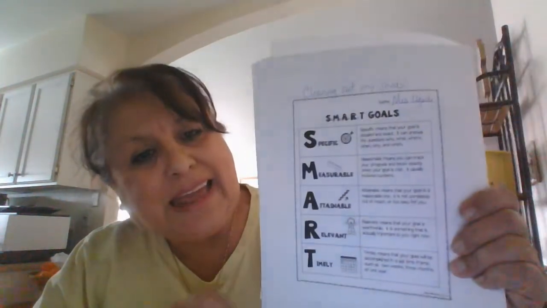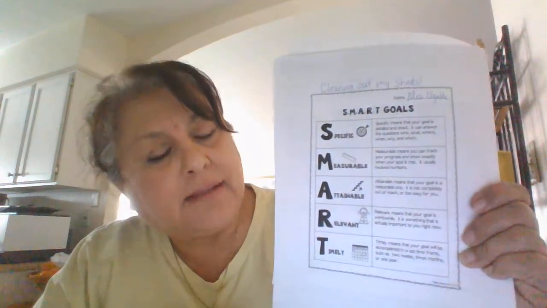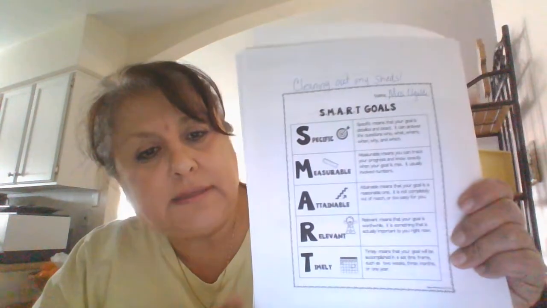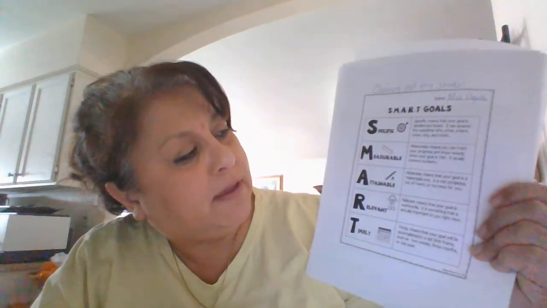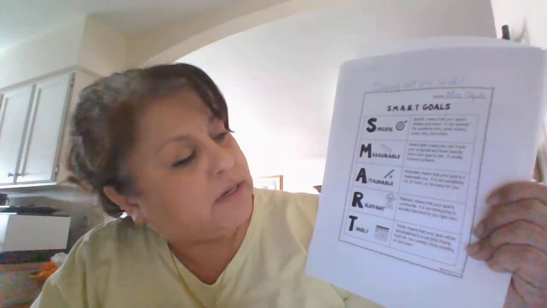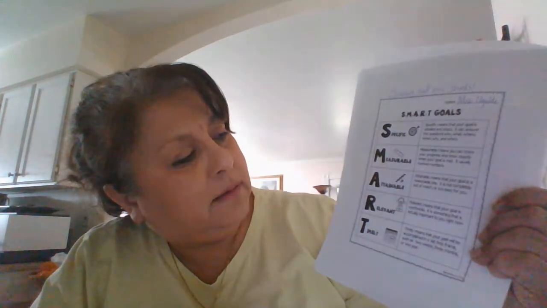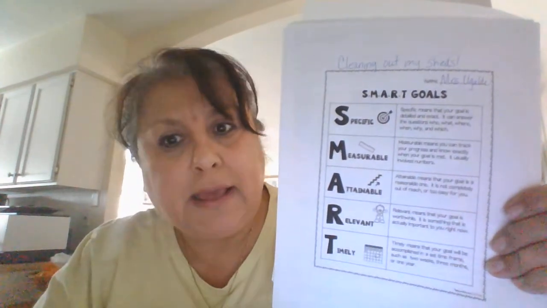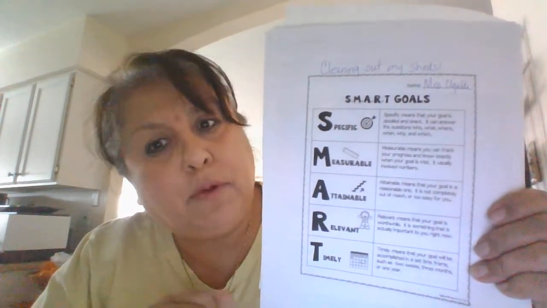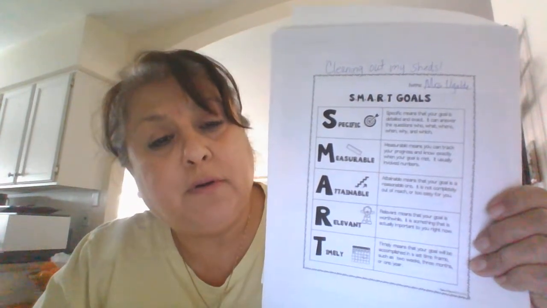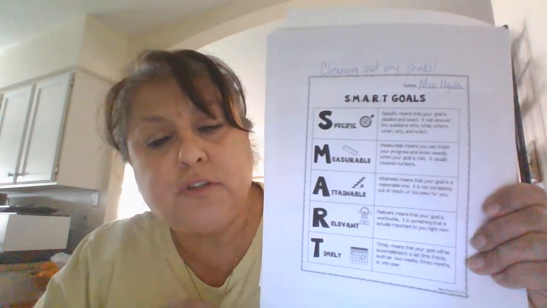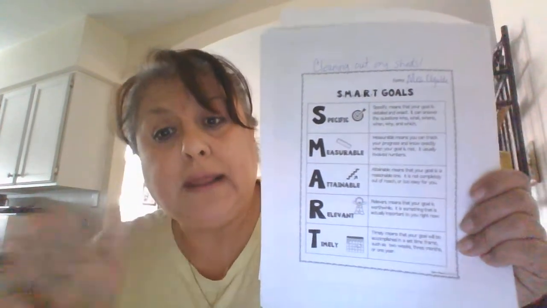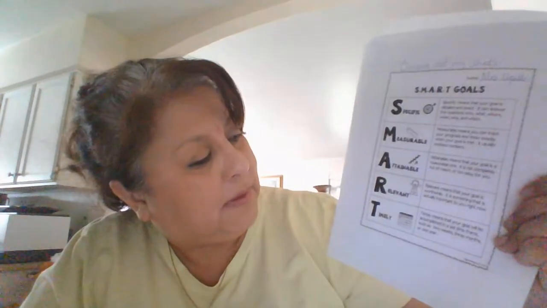So cleaning out my sheds. That's what I'm going to make my SMART goal, is cleaning out my shed. So I'm going to be specific. I'm going to measure the time it's going to take me. Is it really attainable? If I say I'm going to clean out both my sheds in a day, that's not attainable. I can't clean out both my sheds in a day. So I'm going to be saying 2 weeks. I'm giving myself 2 weeks time. Hopefully I can get it done quicker, but at least I know that's attainable.